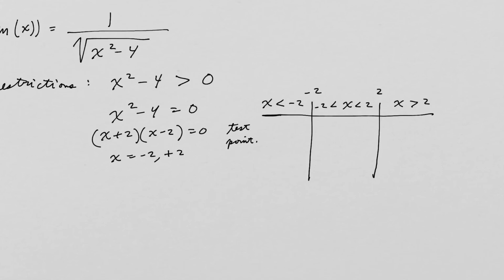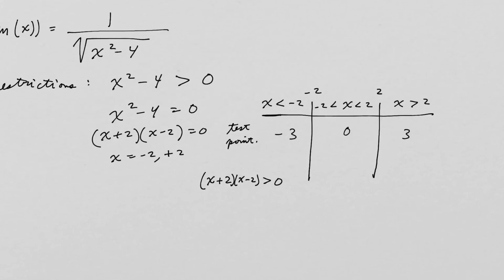So what's a nice easy value to plug in where x is less than negative 2? Maybe like negative 3, right? It'd be nice and easy to plug in. What about between negative 2 and 2? Maybe x is 0. 0 is always easy to plug in. And in greater than 2, maybe positive 3. So if I plug in negative 3, right? By the way, I can write the actual inequality as x plus 2 times x minus 2 is greater than 0, right?